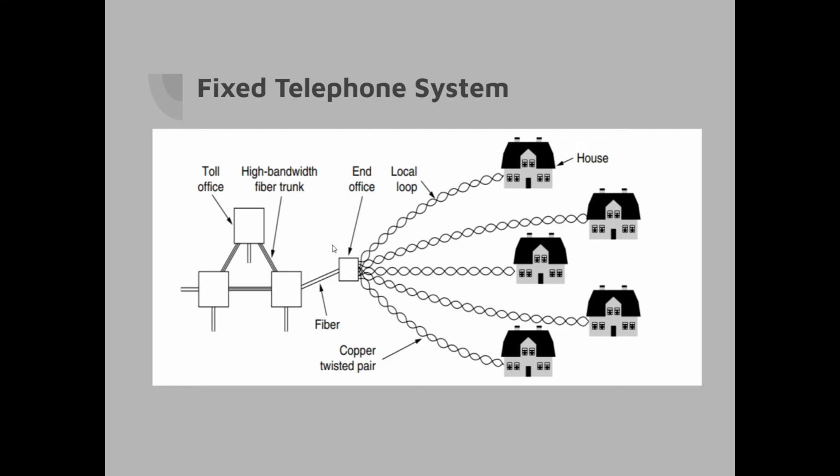In comparison, it is pretty similar to how it is with the fixed telephone system. So you still have your fiber trunk. In this case, you have a toll office, and then the line again carried through fiber. You have your end office, but instead of just a coaxial that goes to every user, you have twisted copper pairs that are dedicated to each house, for example, in a neighborhood. So it is still similar, but again, they do have their differences.